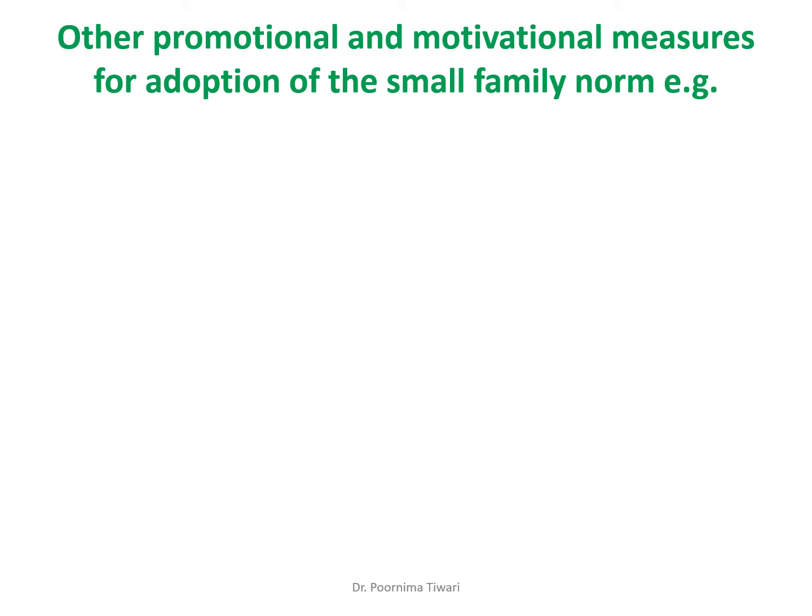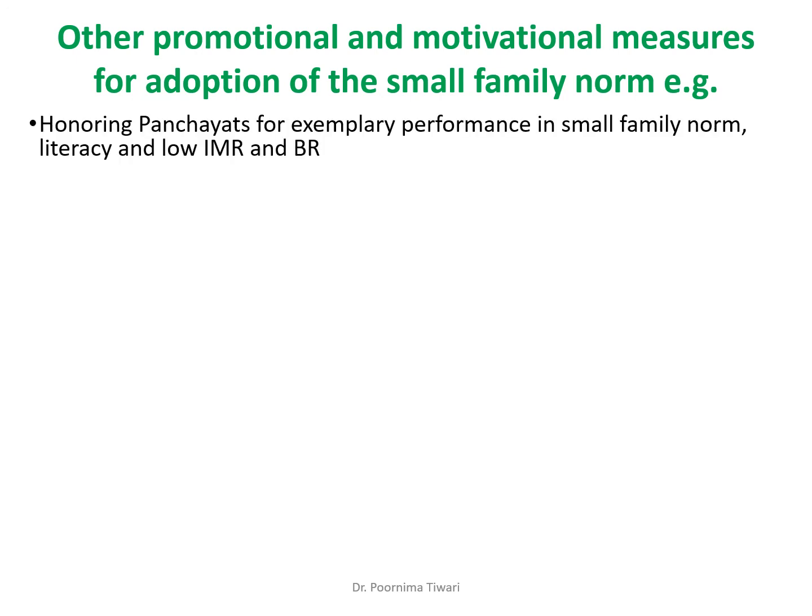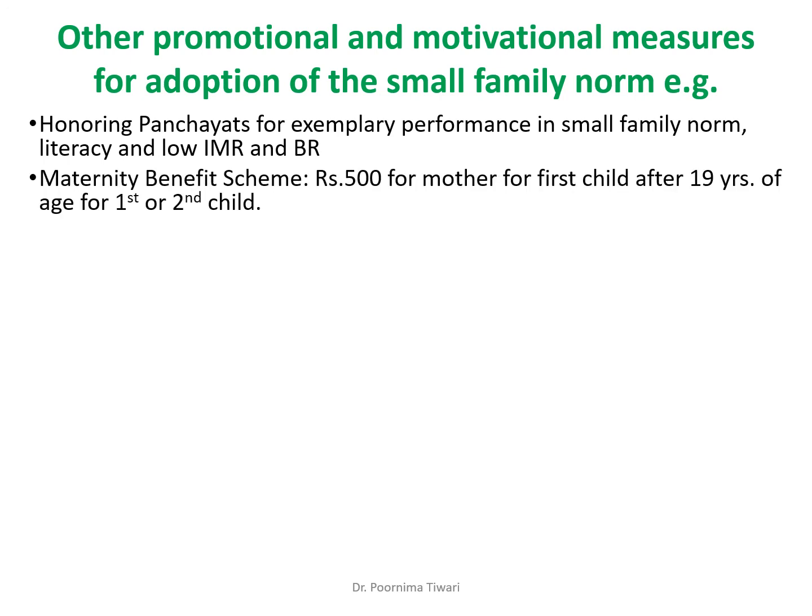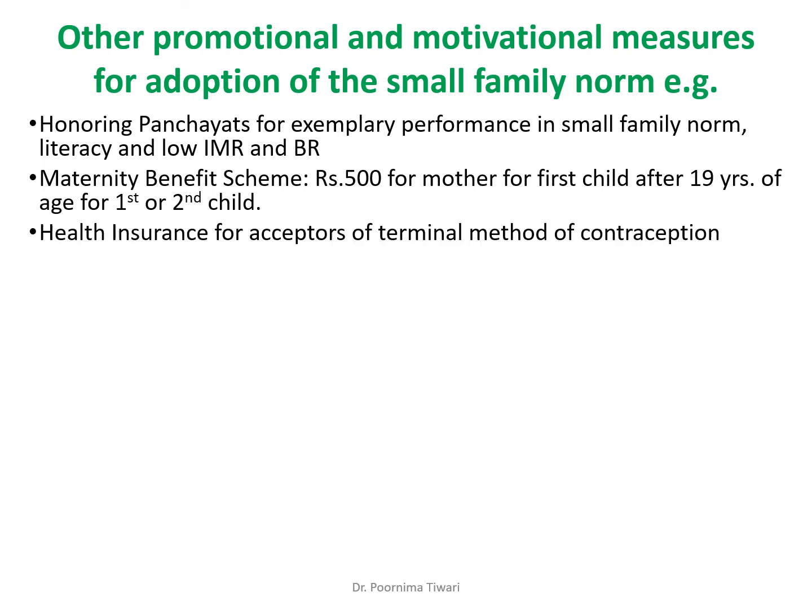Other promotional and motivational measures for adoption of small family norms are suggested in the population policy, which can be adopted to promote small families. Honoring panchayats which have exemplary performance in introducing the small family norm in the village, in introducing literacy, having a low infant mortality rate and achieving a low birth rate. These panchayats can be honored nationally. Then maternity benefit schemes for having the first child after 19 years of age and for the first two children. This was already existing, so it is to continue.